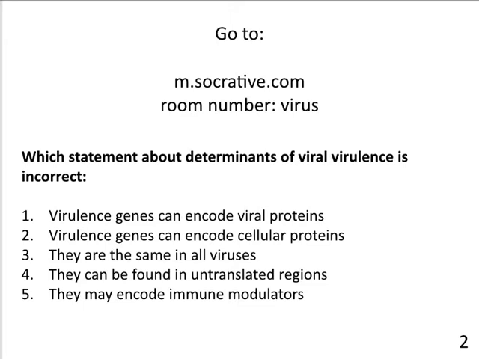So virulence genes can encode viral proteins, of course. They can encode cellular proteins. They are the same in all viruses. No, they're different from virus to virus. We wouldn't work on them if we knew they were all the same, because we would have figured some of them out. They can be found in untranslated regions, for sure.